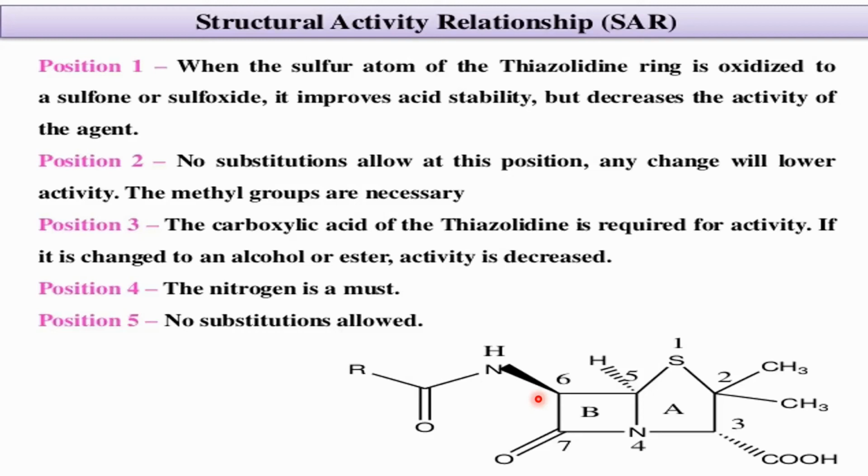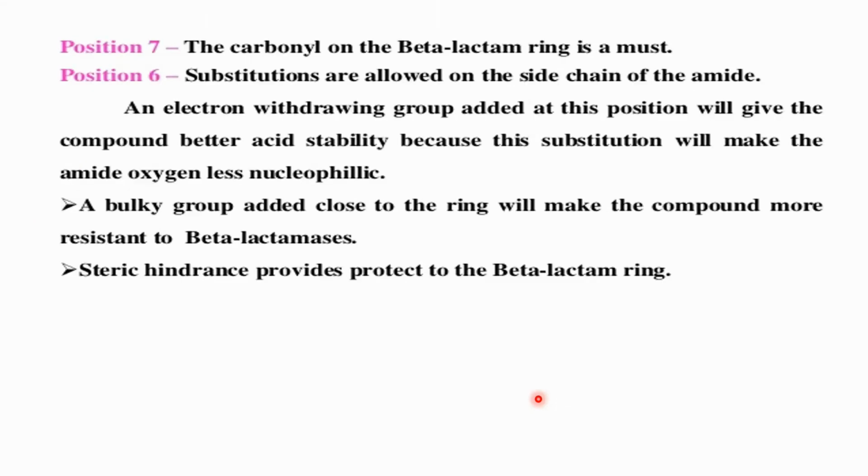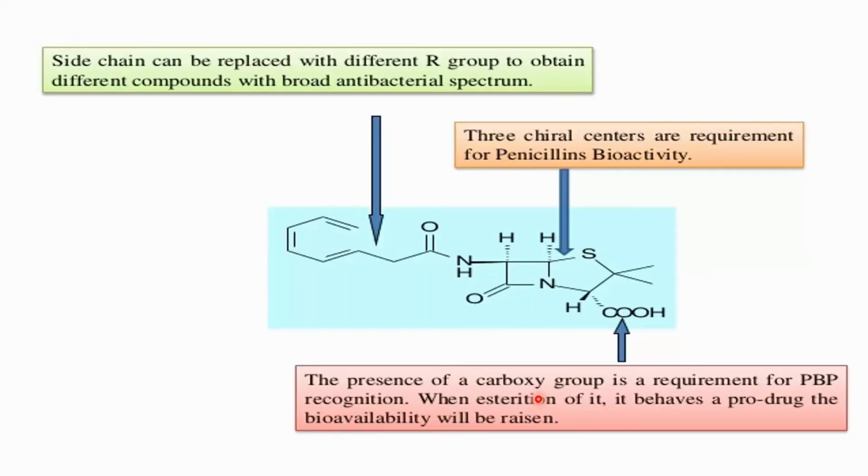Here you can see the compilation of SAR. As I already told you, this is the fifth position where 3 chiral centers are required for penicillin bioactivity. So if the chiral compound is there, the compound will be more active. And here you can see the position of R. The side chain can be replaced with different R groups to obtain different compounds with a broad antibacterial spectrum. So on this position of R, we can substitute a number of functional groups to evaluate the activity.